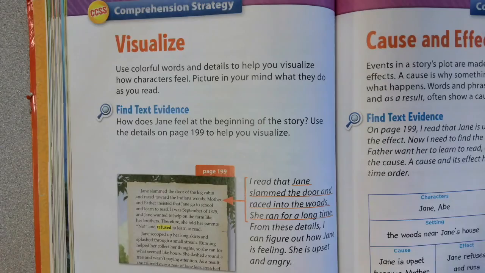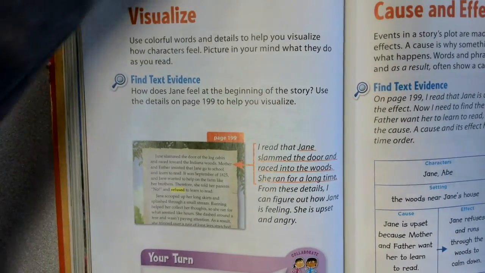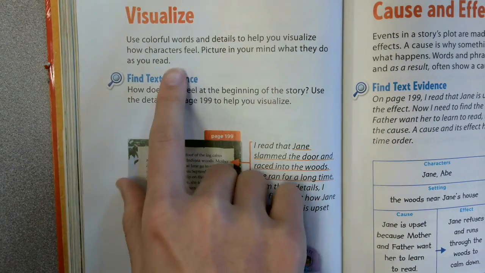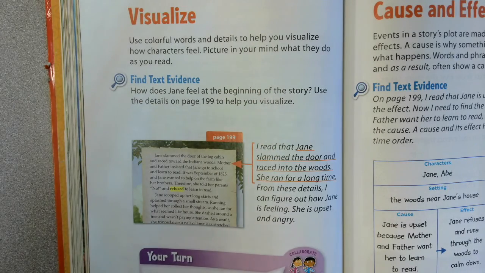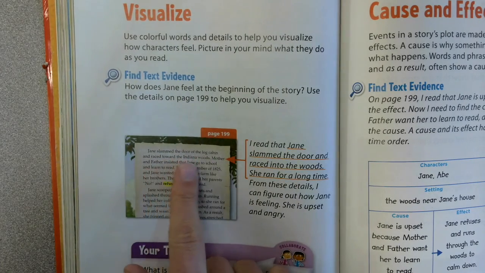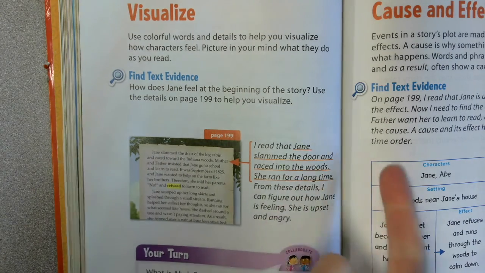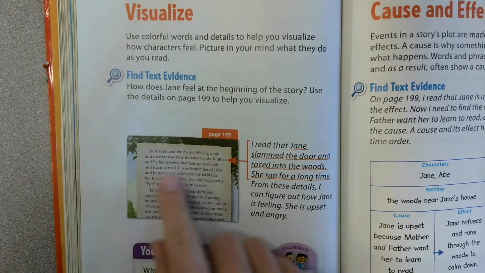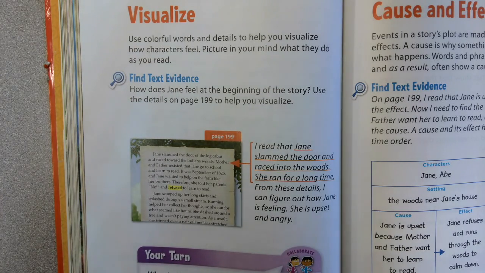Now, today we're going to focus on some of those reading strategies. First one we got to talk about is visualize. On your book, it's on page 204. Use colorful words and details to help you visualize how characters feel. Picture in your mind what they would do as you read. So how does Jane feel at the beginning of the story? Well, Jane slammed the door of the log cabin and raced towards the wood. She's frustrated, right? She's angry. Rereading can help me visualize what's going on, and when I visualize it, I can start to understand the characters more.